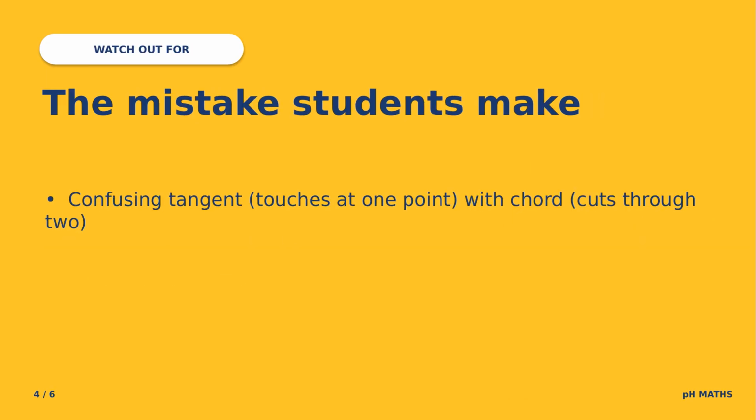Common confusion: a tangent touches at exactly one point. It just kisses the curve. A chord cuts through the circle at 2 points. Don't mix the two. The tangent is the limiting case of a chord as the two crossing points merge into one.